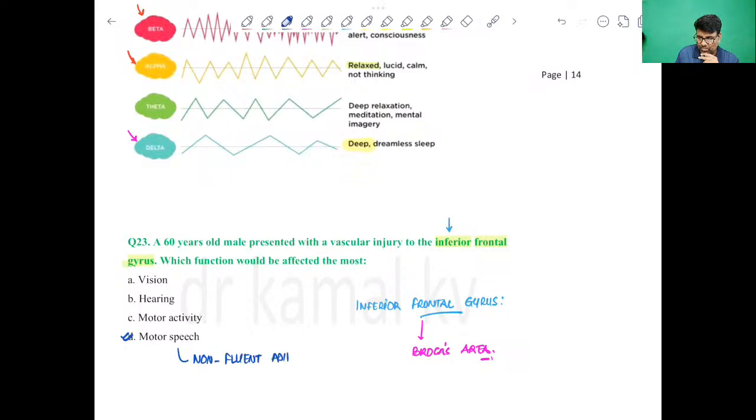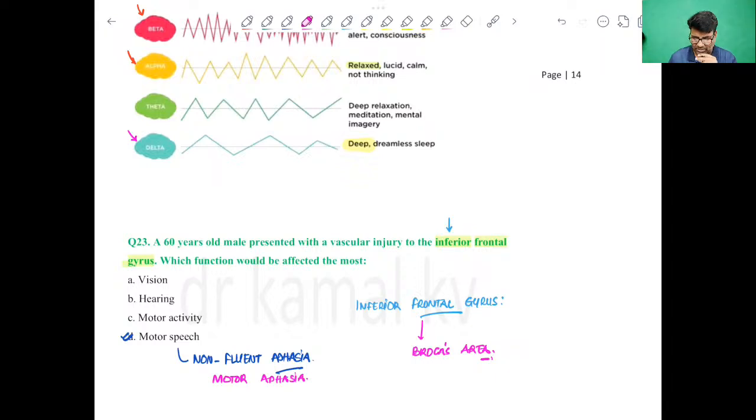Clear? Patient will understand what actually is being asked, but he will not be able to speak properly. The words are not audible enough, and therefore there is also no fluency. So this is known as non-fluent aphasia or motor aphasia or Broca's aphasia. Clear?